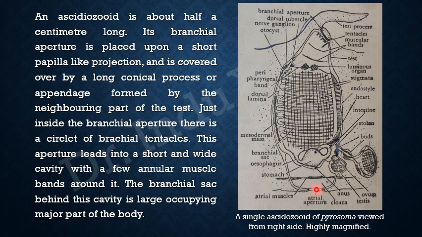where the atrial aperture is, because the anus has to open to the outside, but the colony does not open directly to the outside. So the anus opens into the atrial aperture, and the atrial aperture opens into the common cloaca, and all the waste material which is coming out of the animal is washed by the water in the common cloaca to the outside.